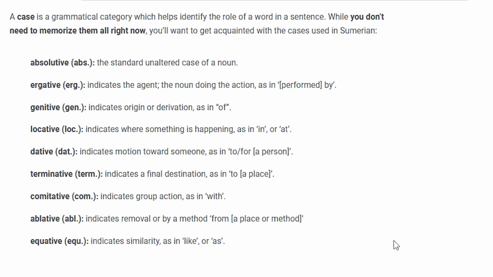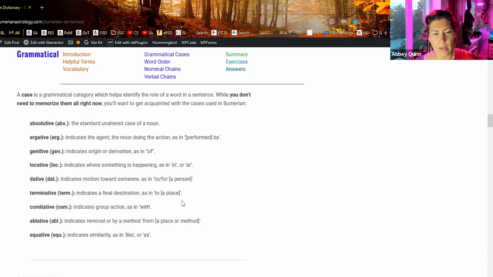The terminative case indicates a final destination, as in to a place, as in I'm going to the city. Comitative indicates group action, as in with. I'm going to the city with her or him or whatever. Ablative indicates removal or separation from something. In that sense, it also acts as the instrumental case, but I don't have a separate instrumental in here because you don't see it as much and there aren't strict rules with it.